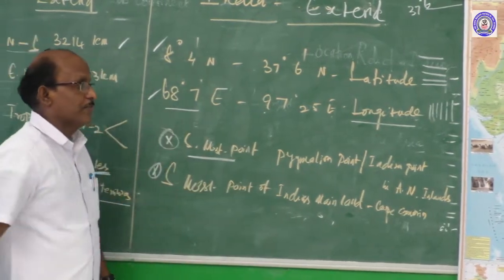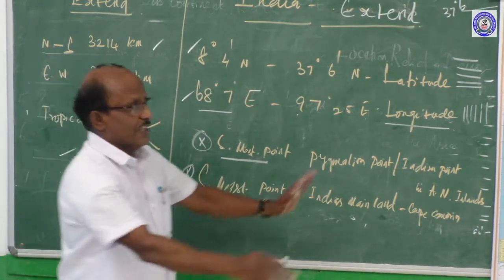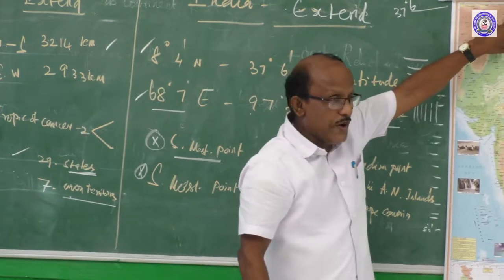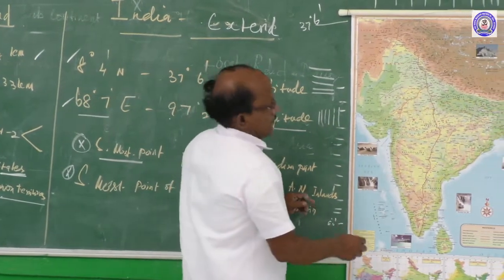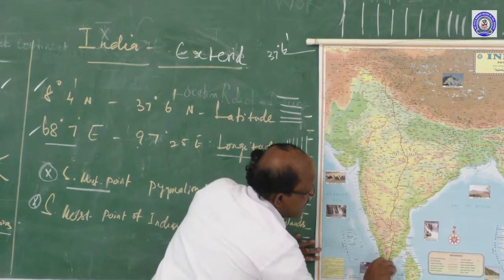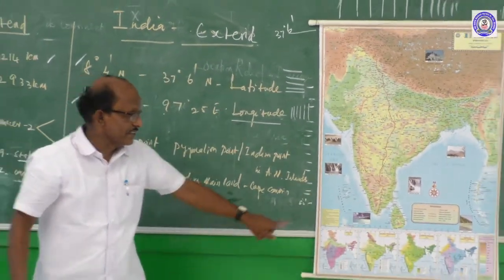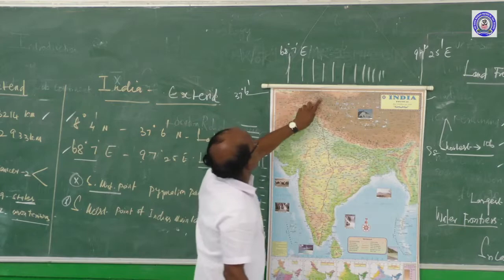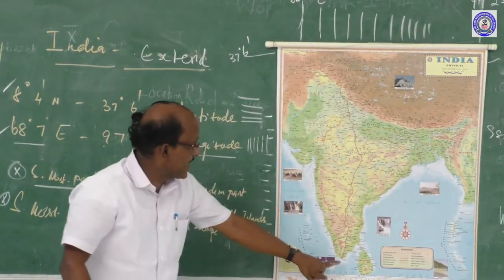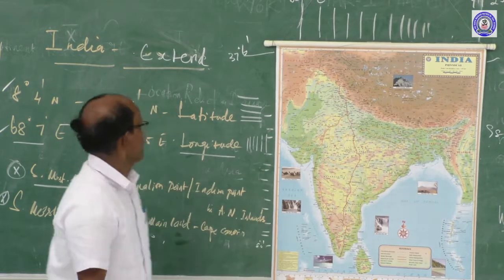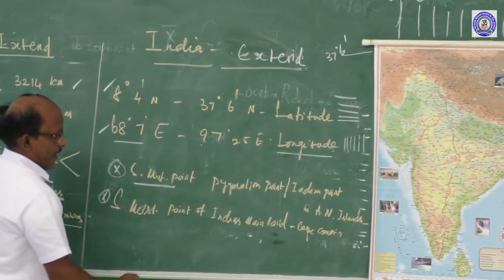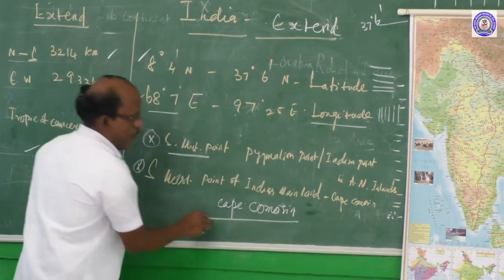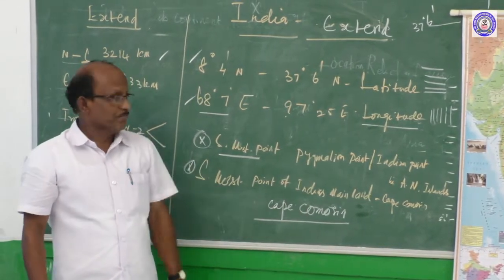Southernmost point of India. North, south, west, east. North is Jammu and Kashmir, south is Kanyakumari. See here, Kanyakumari is the southern end, and the northern end is Uri. The southern end is Cape Comorin, spelled C-O-M-O-R-I-N. Cape Comorin is nothing but Kanyakumari.